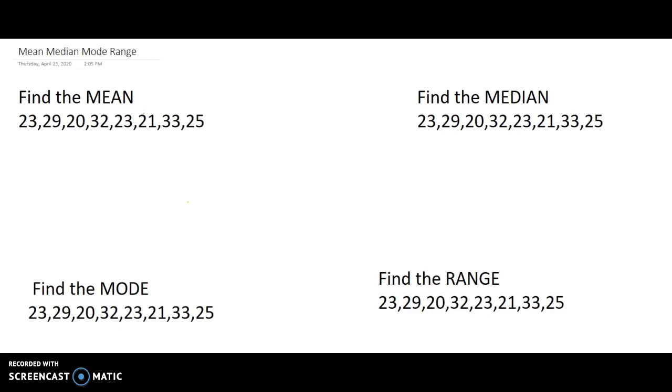Started. We're going to go ahead and find the mean, median, mode, and range of a set of data. Okay, so our very first one right here says to find the mean.